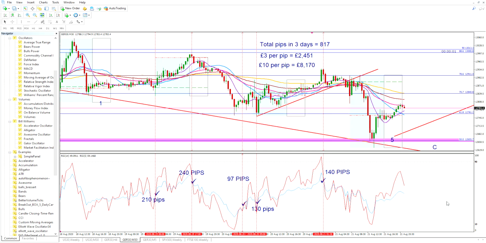817 pips in 3 days, £3 a pip. You're looking at 2,500. You know, for a slightly increased risk, £10 a pip, you could have made £8,000 in 3 days. If you're in the UK, spread betting is tax free, and if you took it out of your account, if it was with IG anyway, the Friday before 12, you'd have had that money at the end of the day on Friday.